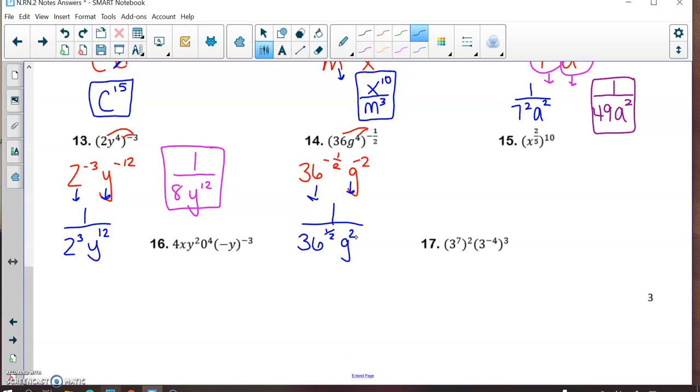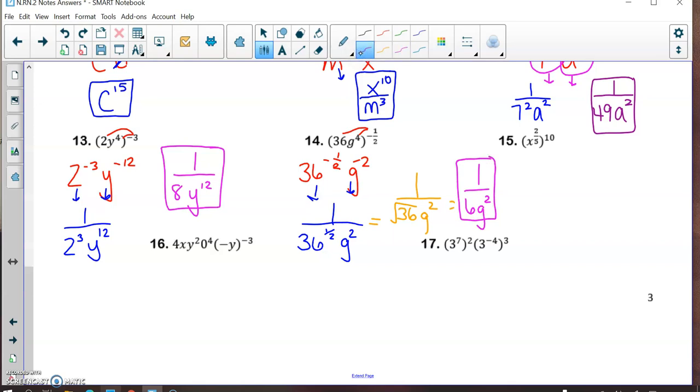So I wind up with a 1 over a 36 to the positive 1/2 power and a g squared, which we haven't learned this yet, but 36 to the 1/2 power is the same thing as the square root of 36. And the square root of 36 is 6, which we'll learn how to do a little later. So I promise I won't give you any like this on your homework. But this should be a 1 over 6g squared. If you already know how to work with square roots, then great.